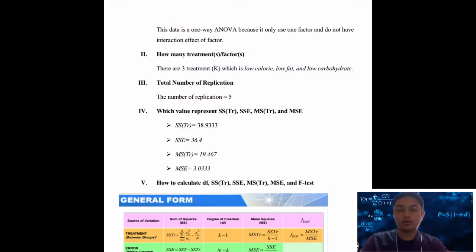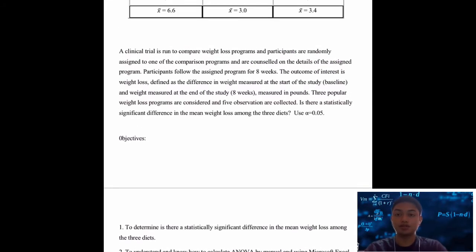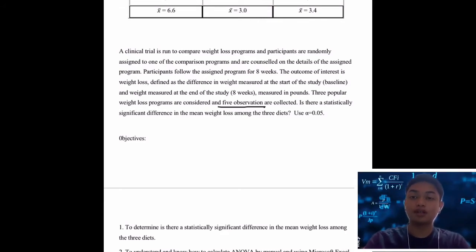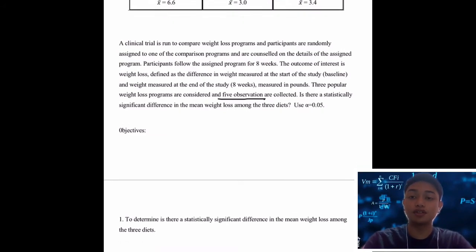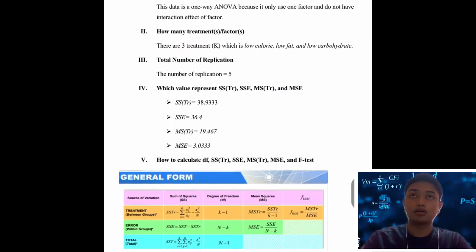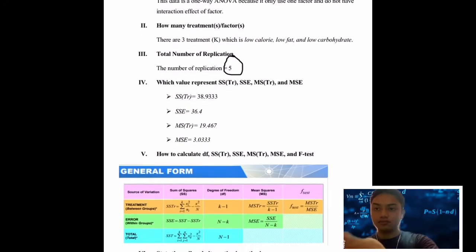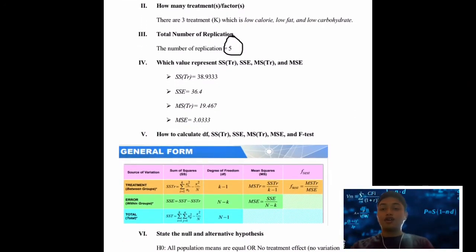Okay, now let's take a look at how to find the replication. So first let's see the case study. From the case study, we know the observation is 5. The observation represents the total number of replications. So the total number of replications is 5.